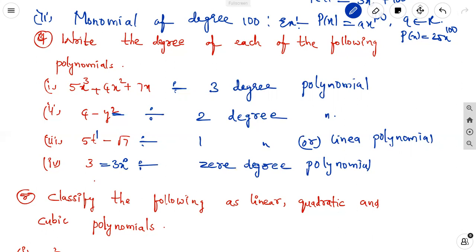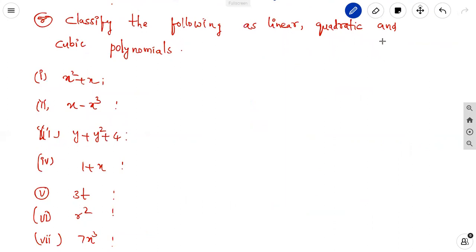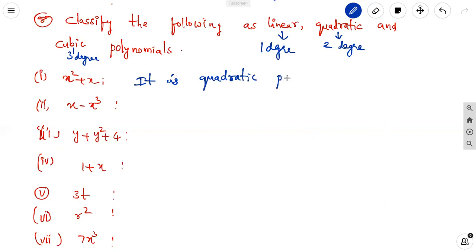Next, fifth one. Classify the following as linear, quadratic, and cubic polynomials. Just recall the definitions. Linear means 1-degree polynomial. Quadratic means 2-degree polynomial. Cubic means 3-degree polynomial. So here, first question, observe it. X square plus x, the highest degree is 2. So 2-degree means quadratic polynomial.